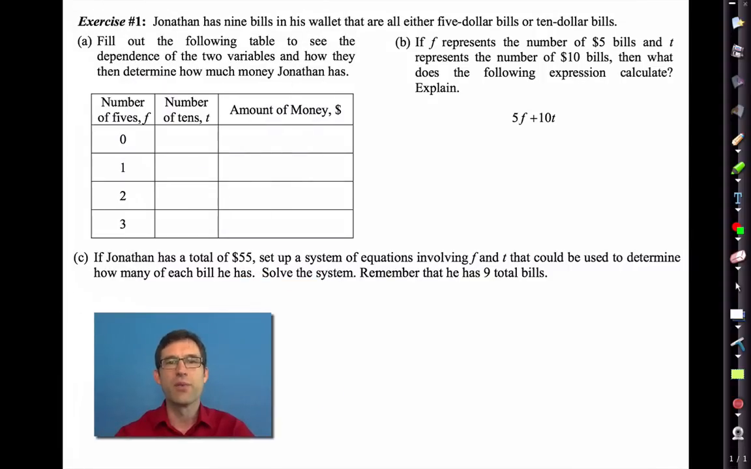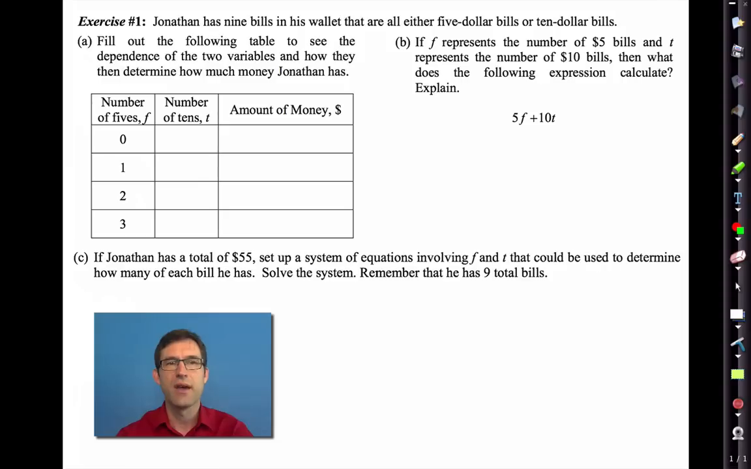For the last few lessons, we've been talking about solving systems of equations by various methods: graphically, substitution, the method of elimination. But today, we're going to model real-world scenarios with systems of linear equations and then solve them. So let's jump into the first exercise.